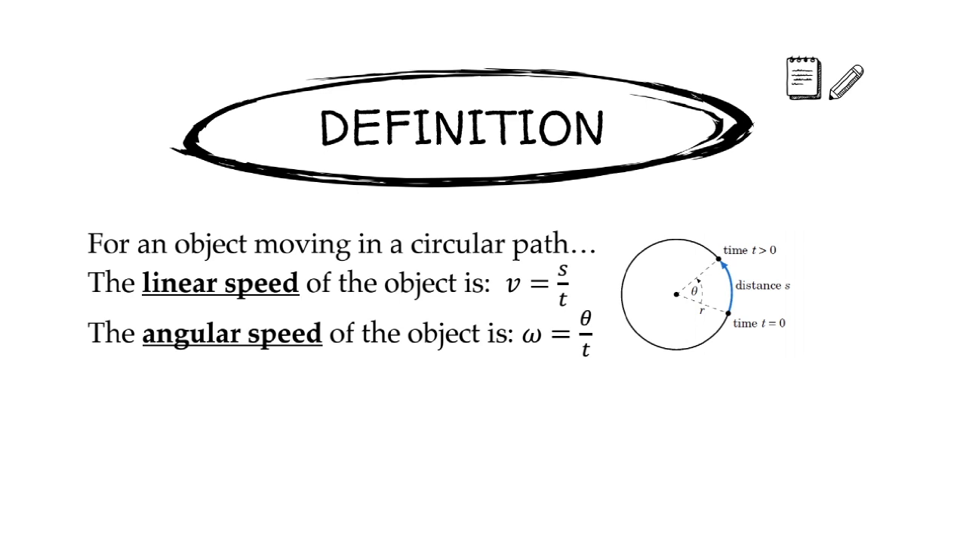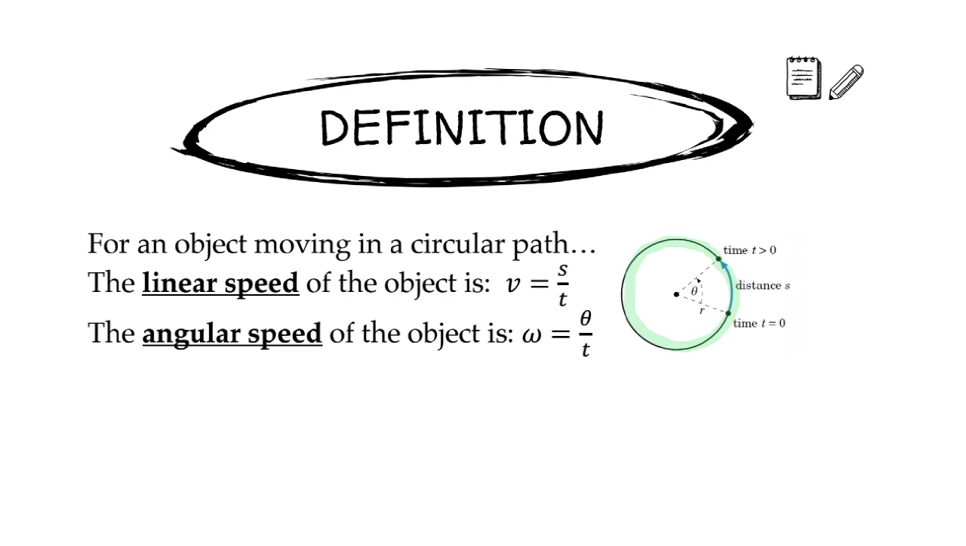Another important application of radians comes in physics. When we have an object that's moving in a circular path, we can talk about 2 different speeds for that object. We can talk about its linear speed, which is just a kind of regular speed that we're used to, which is the distance that the object travels divided by the time that it travels. Often we use v for linear speed or velocity.